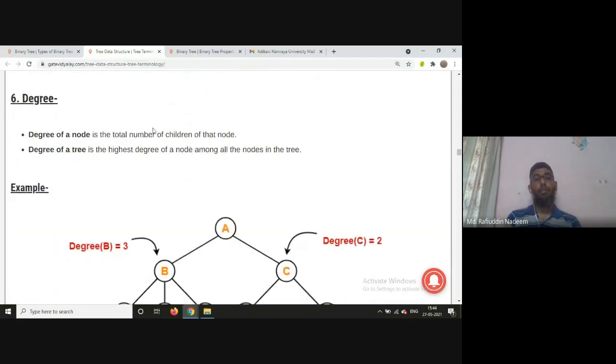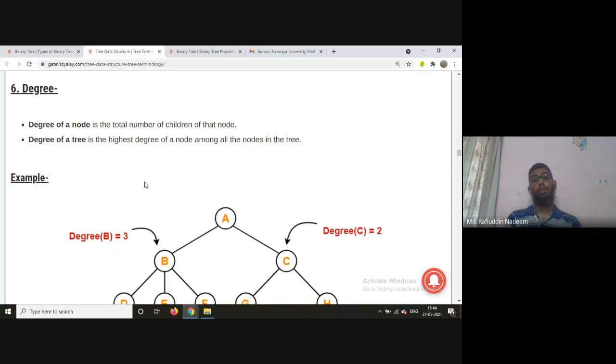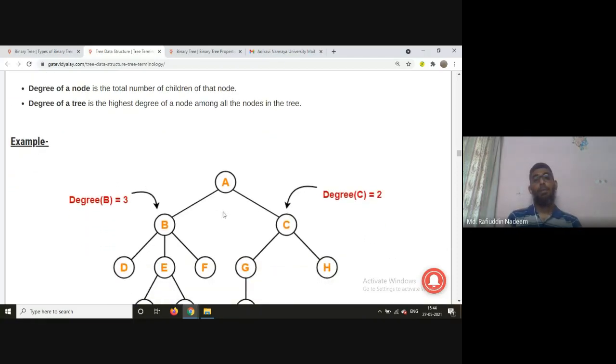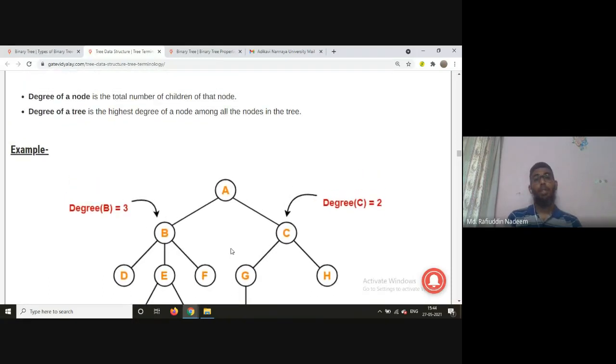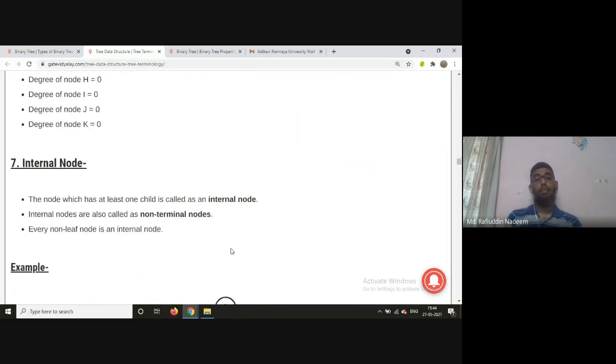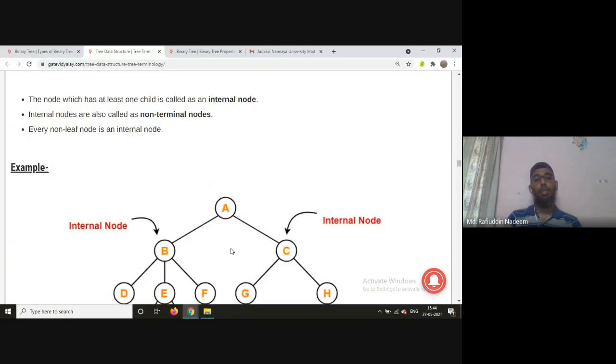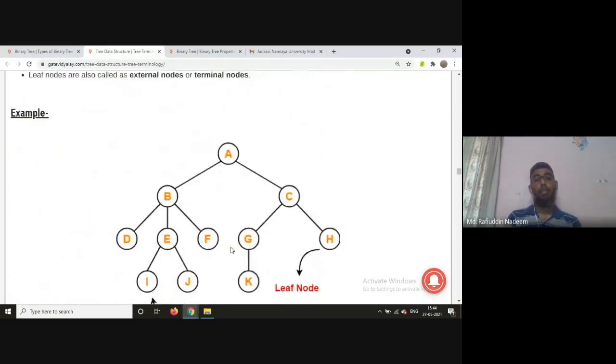The degree of the node is the total number of children of that node. What is the total number of children a particular node has? That is called the degree of the node, and the degree of a tree is the highest degree among all the nodes. Some nodes may have only one child, some may have two or three or more. The largest one becomes the degree of the tree. Then we have the internal nodes, which are not leaf nodes. The leaf node is the one which has no children.